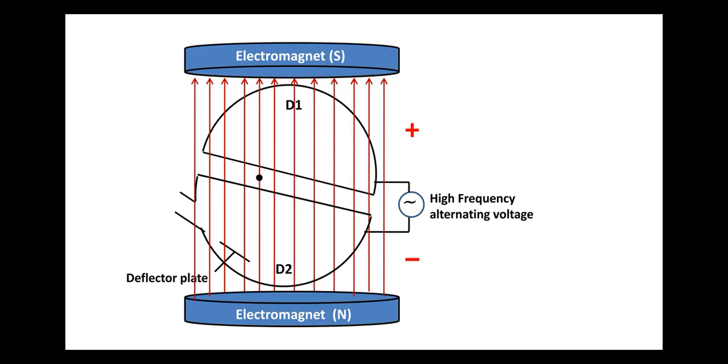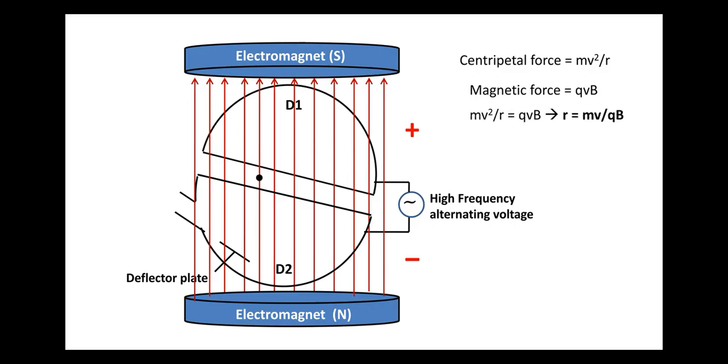Now you can note down here that there is no electric field inside the D, and the positive ion is affected only by the magnetic field. So therefore, since the particle is moving in a circular manner, the centripetal force is given by mv² upon r, and the particle experiences only magnetic force, which is given by qvB. So from these two equations you can get the value of r, which is equal to mv upon qB.